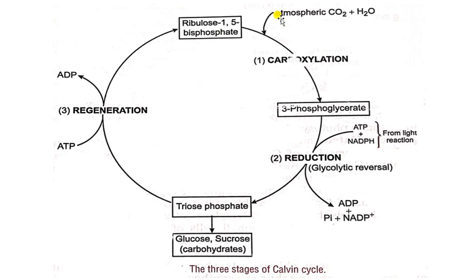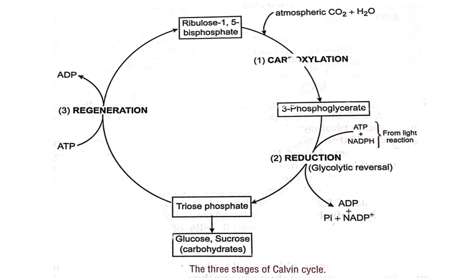1 molecule of RuBP joins with 1 molecule of carbon dioxide to form a 6-carbon unstable compound, which is quickly converted into 2 molecules of 3-phosphoglyceric acid or 3-phosphoglycerate, PGA, a 3-carbon compound, with the help of an enzyme RuBP carboxylase, also called carboxydismutase.